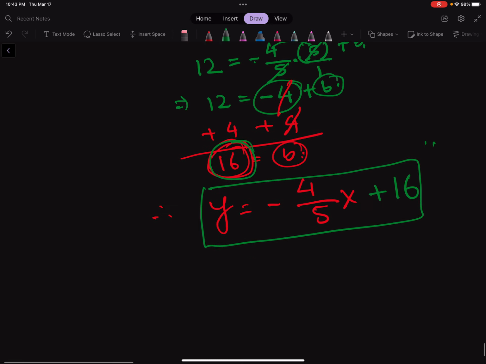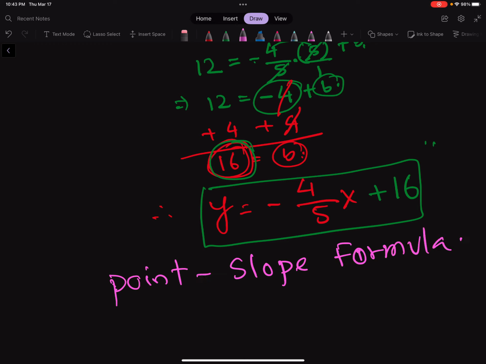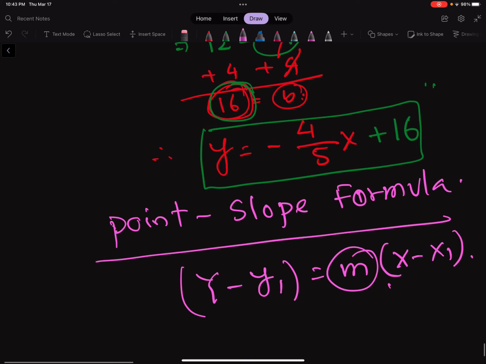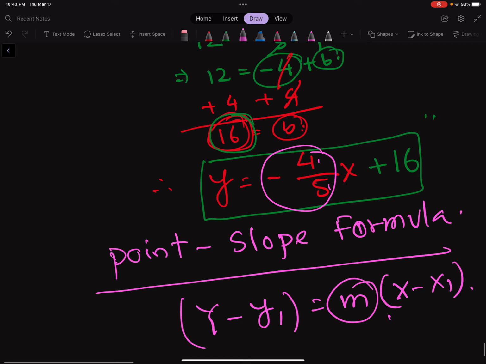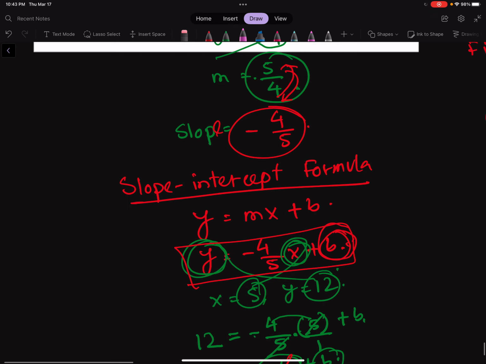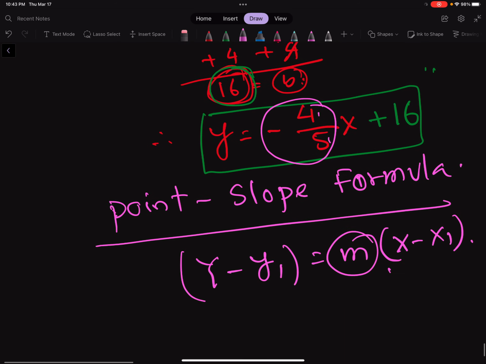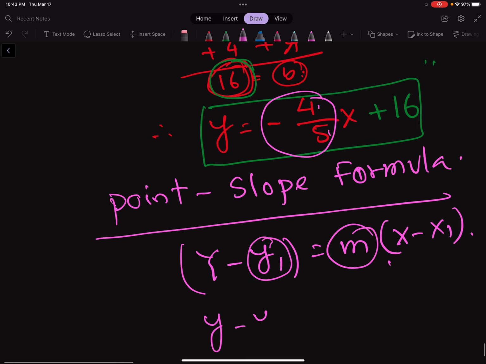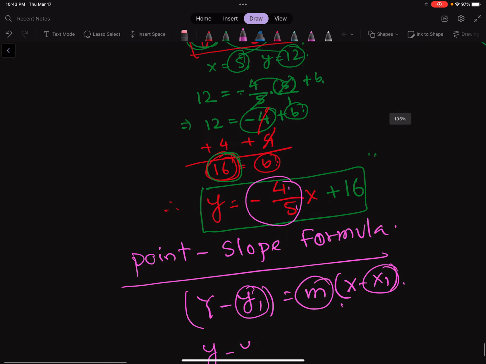Or if I want to write it in point slope form, what is the formula? We know y minus y1 equals m times x minus x1. So what is my m? My m is this negative 4 over 5. So use that: y minus y1, where my x1 and y1 are the x and y of the point.